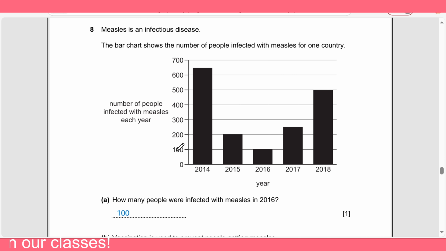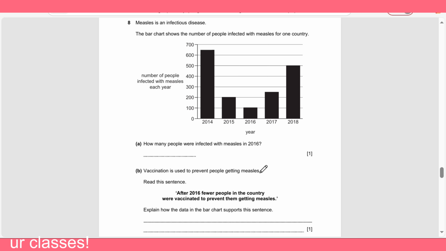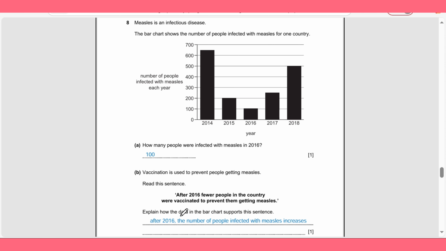Alright, let's move on. Vaccination is used to prevent people getting measles. Read this sentence. After 2016, fewer people in the country were vaccinated to prevent them getting measles. Explain how the data in the bar chart supports this sentence. Let's check out the answer, guys. So after 2016, the number of people infected with measles increases. We see from here, the height of the bar is increasing.